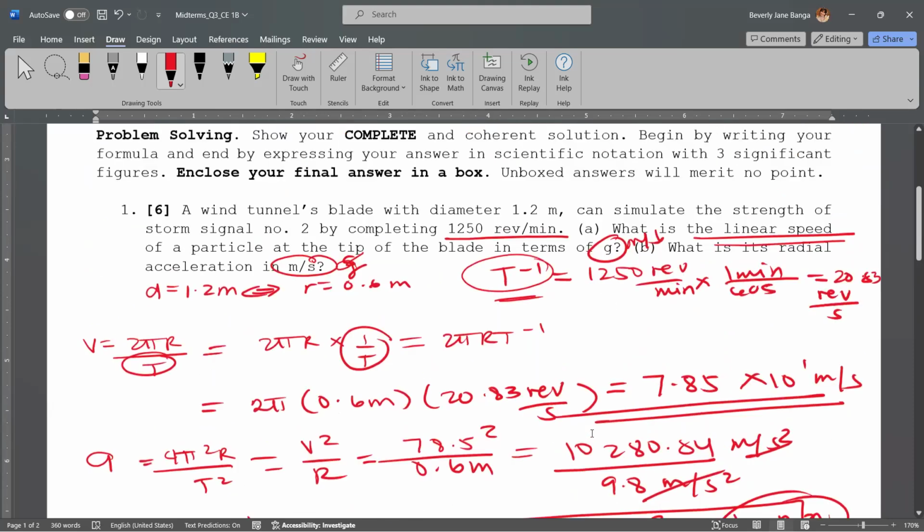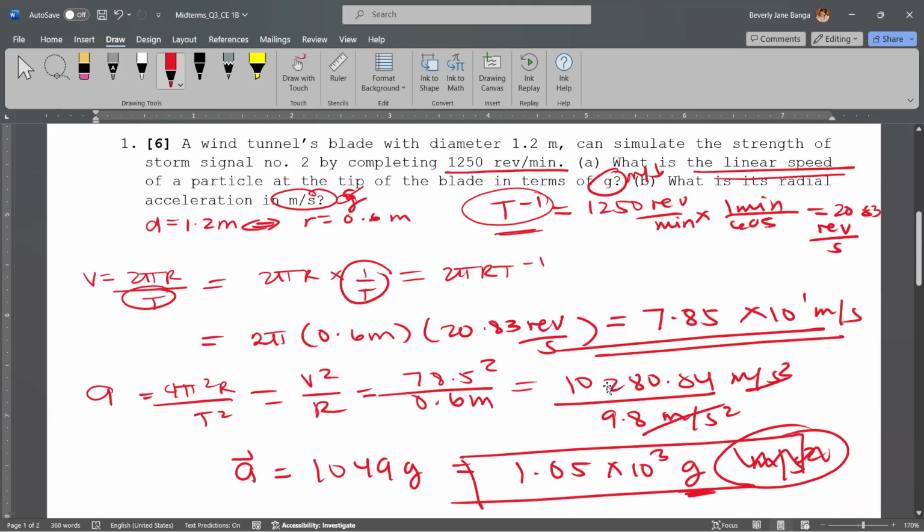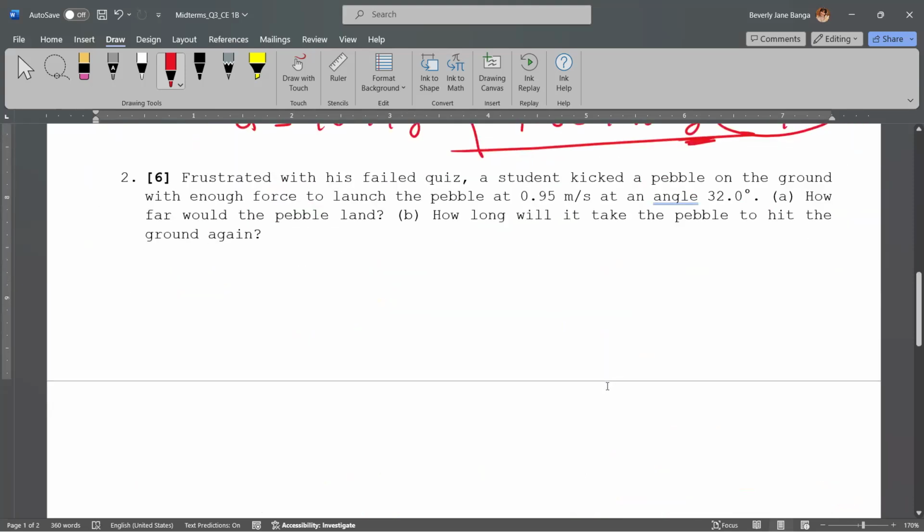So, our quiz is very easy, no? Very easy questions. Number 2, frustrated with his failed quiz, a student kicked a pebble underground with enough force to launch the pebble at 0.95. So you have a V naught, which is 0.95. How did I know? Because it gave an angle. I said before, when there's an angle, the speed given is not V0x, it's not V0y, it's simply V naught. So you have 0.95 with angle 32 degrees.